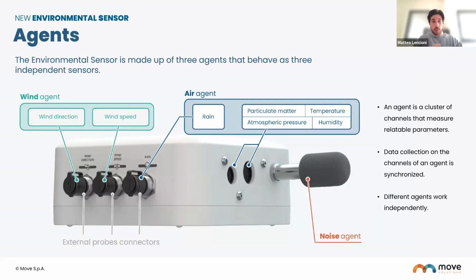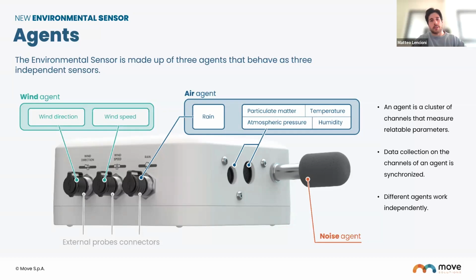So this device has 3 different agents. One is the wind agent that contains 2 channels, wind direction and wind speed. The other one is the air agent that has 2 channels, the rain and the air quality channel. We're going to see them in detail later. And then we have the noise agent that only performs noise-related monitoring.